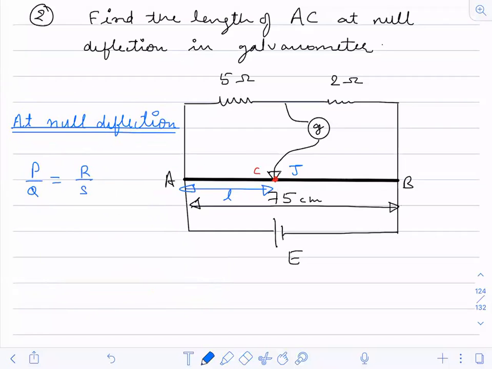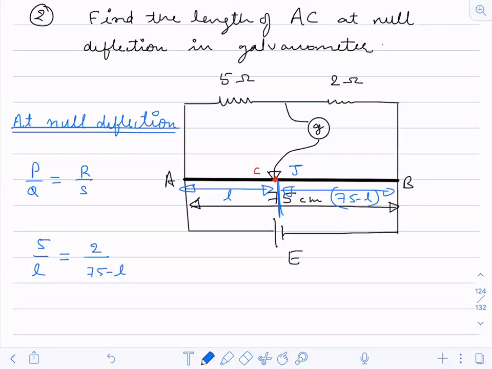Up and down, you have to remember that. So here I can write 5 by L, I'm assuming the length that has to be determined as L, is equal to the next resistance 2 divided by 75 minus L. Because one length is L, the remaining length will be 75 minus L.